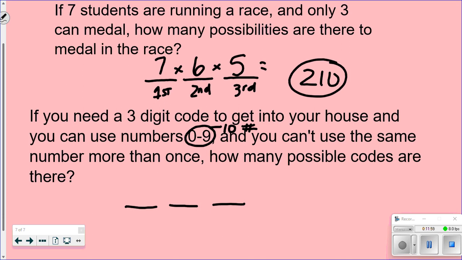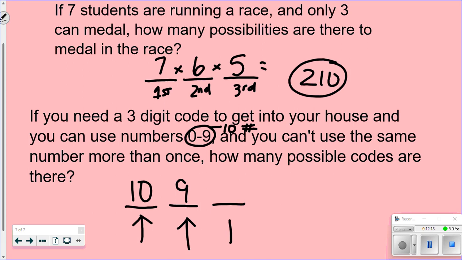So in my first spot, how many possible numbers do I have to pick from? Well, 0 through 9, I have 10 numbers, okay? My second spot, I have only 9 possibilities because let's say I used a number in my first, I can't reuse it again. So I have 9 possibles left for my second spot.